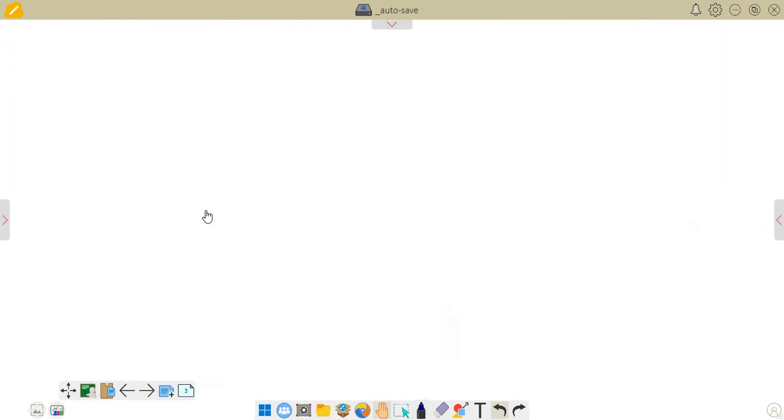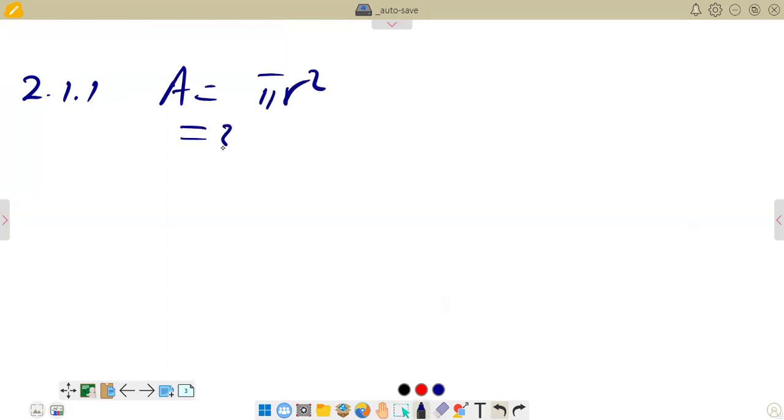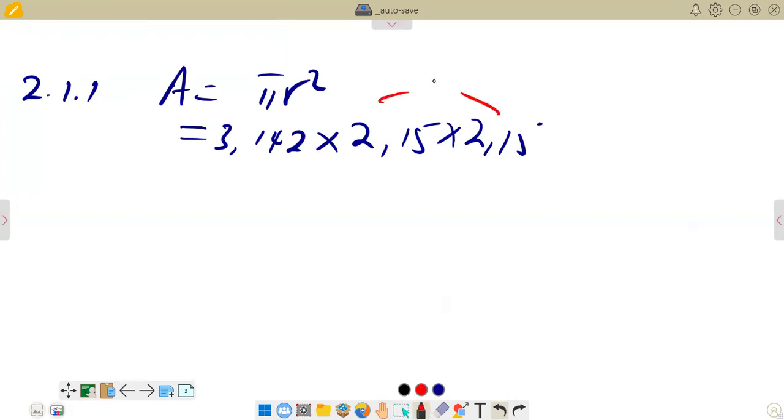If you go to our answer section, we start with 2.1.1, where you can start by putting down the formula: area is equal to pi r squared. Then pi, which we are given as 3.142, and then our radius as 2.15. Because it's squared, we say it again, times 2.15. Alternatively, you can present it as 2.15 squared, which means the same thing. Having done that, we calculate it.